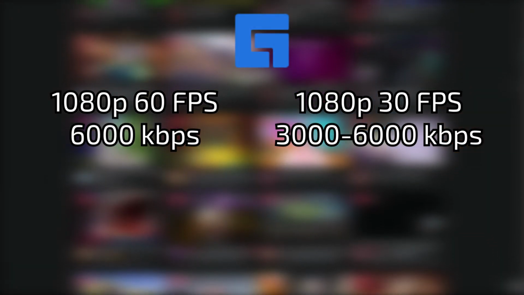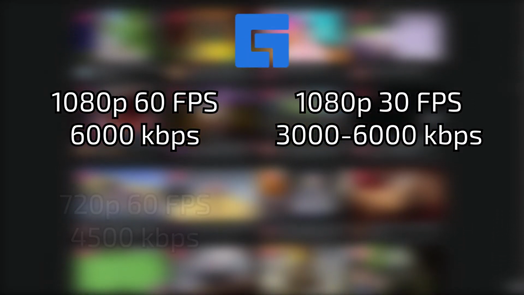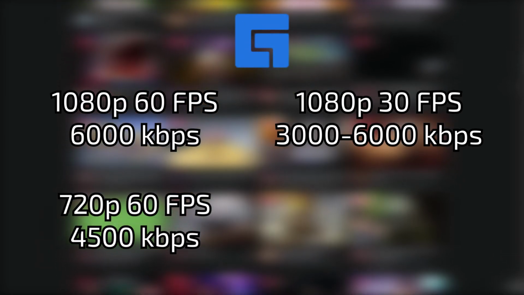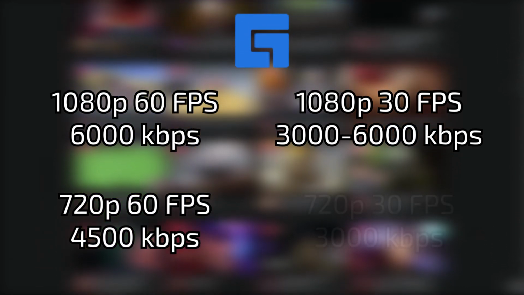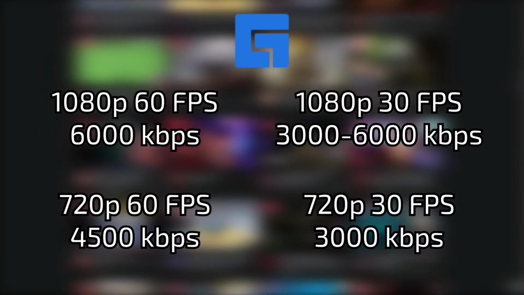Facebook Gaming recommends a 6000 kilobits per second bitrate for a 1080p stream at 60 frames per second, a 4500 kilobits per second for a 720p stream at 60 frames per second, and a 3000 kilobits per second bitrate for a stream of 720p at 30 frames per second.